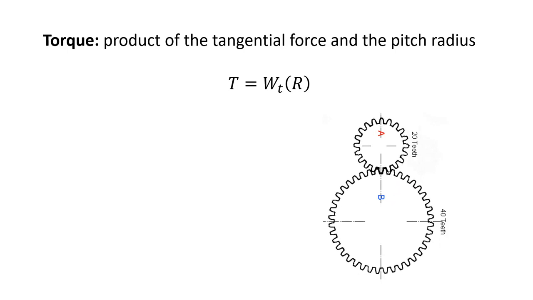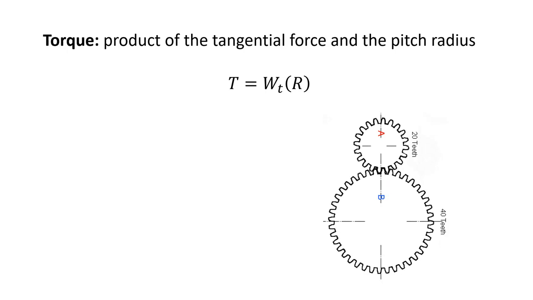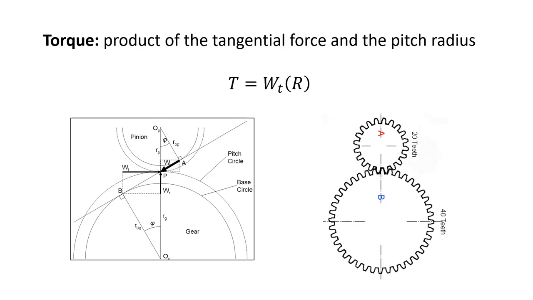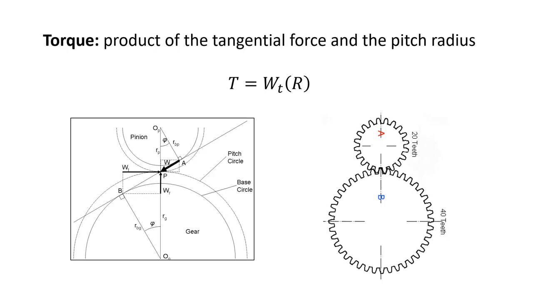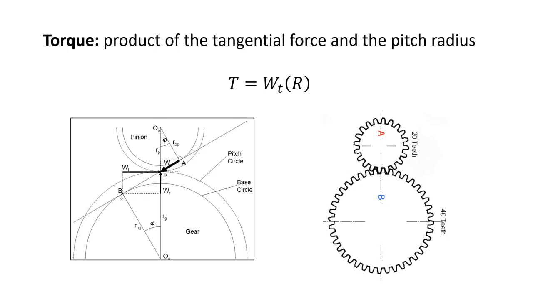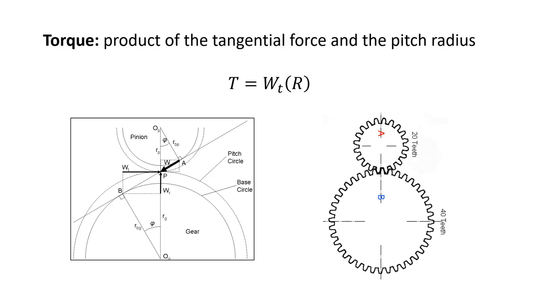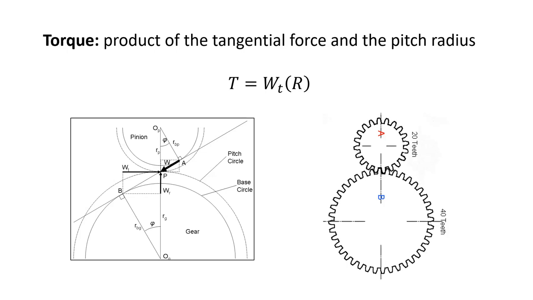Now, to give you an idea, that is just the tangential force. When you look at a set of gears diagrammed out, you can see that the tangential force is driving on the gear teeth right here. You do have a radial force, and you have a normal force, which is the resultant between the two forces. And again, it goes along the line of action.